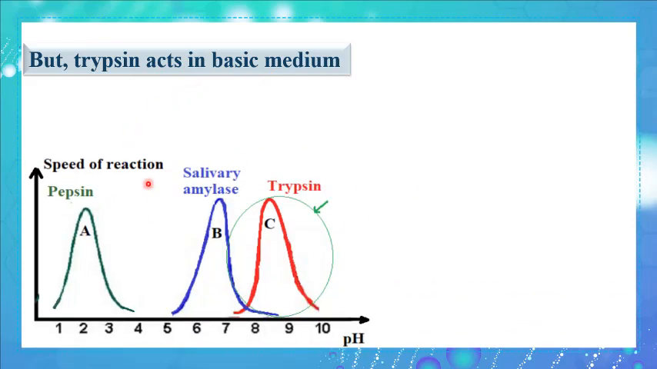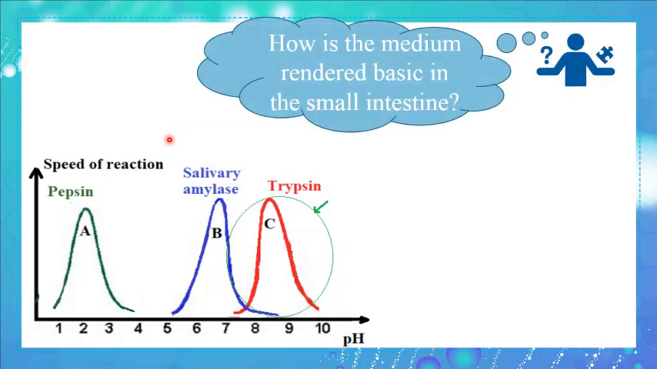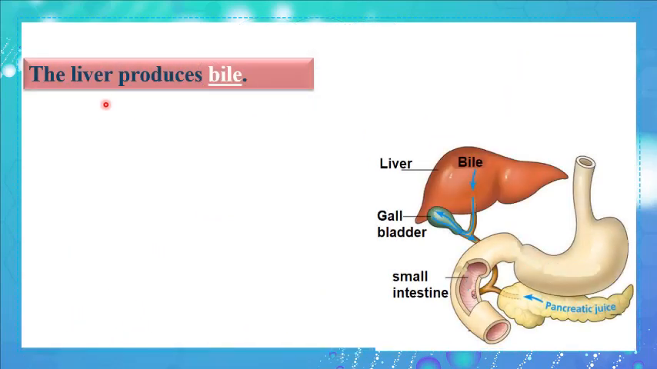But in contrast to pepsin, which acts in acidic medium, trypsin acts in basic medium. This graph shows that the optimal activity of trypsin is at pH greater than 7. So the trypsin acts in basic medium. How is the medium rendered basic in the small intestine?